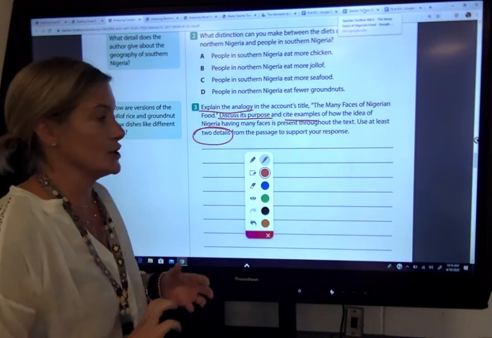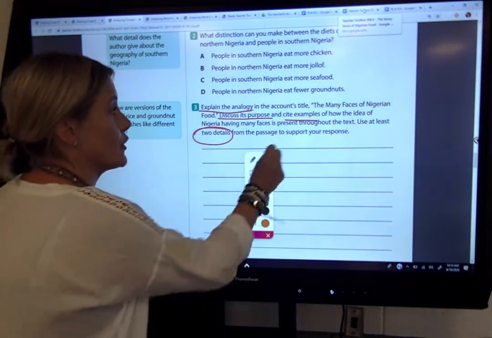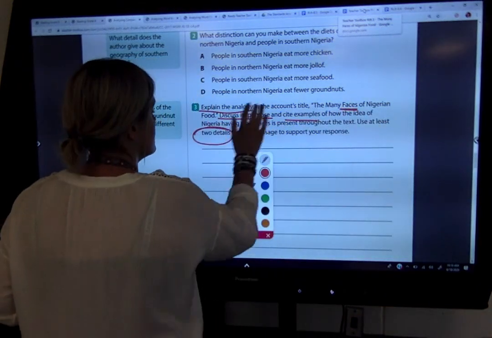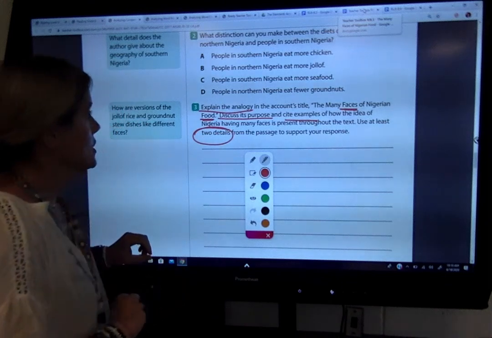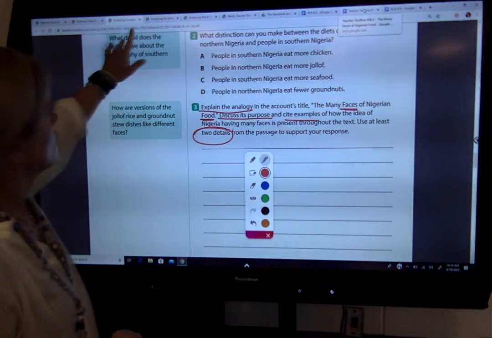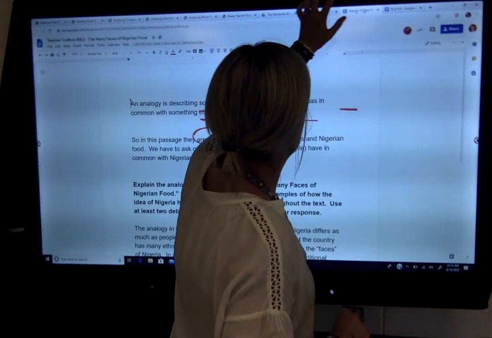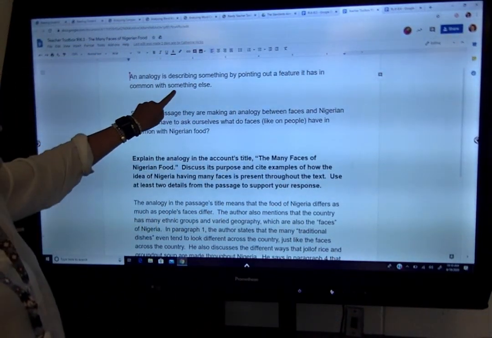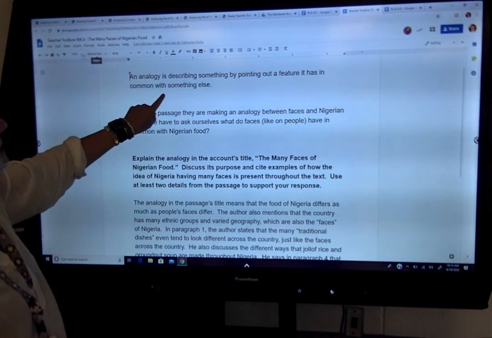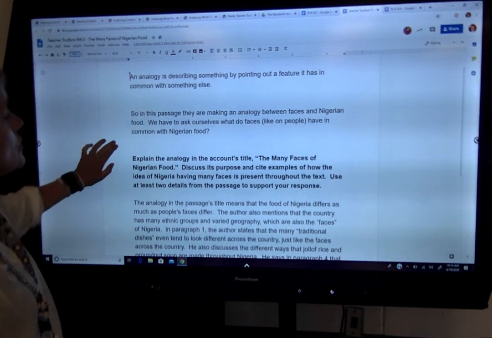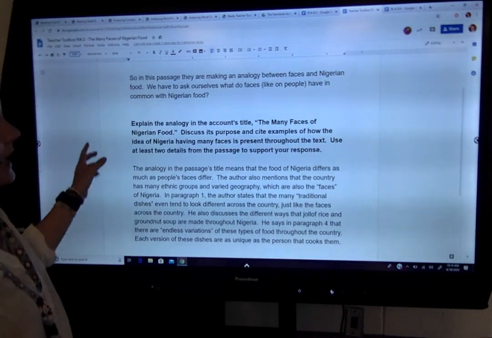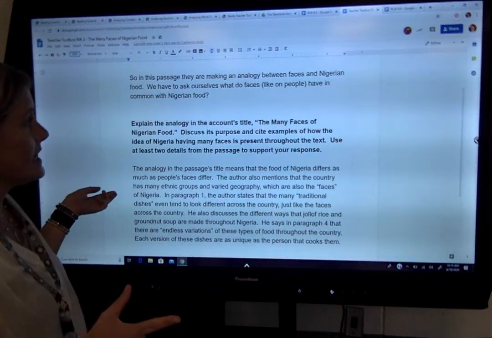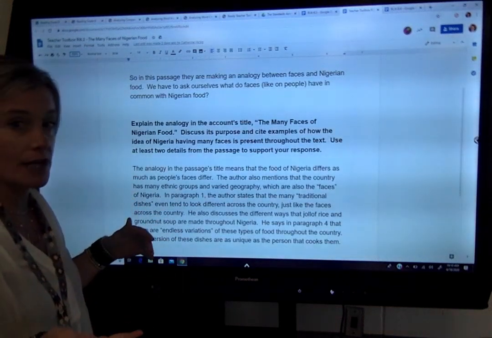Now, what is an analogy? It's comparing one thing to another. Here, faces of Nigeria is being compared to the food. So let's look. Okay, let's look at this. An analogy is describing something by pointing out a feature it has in common with something else. So in this passage, they are making an analogy between faces and Nigerian food. We have to ask ourselves, what do faces on people have in common with Nigerian food?